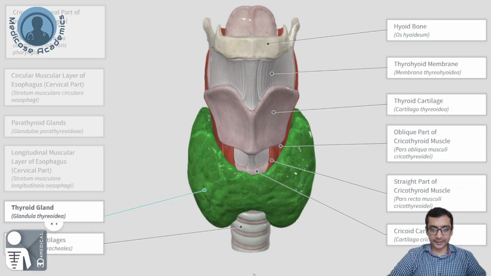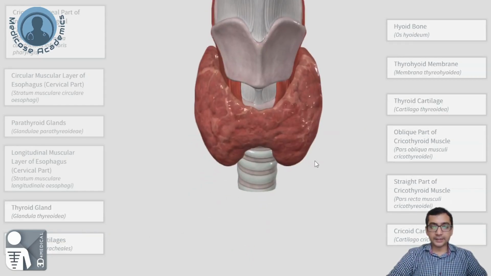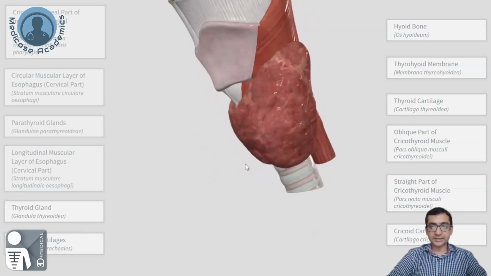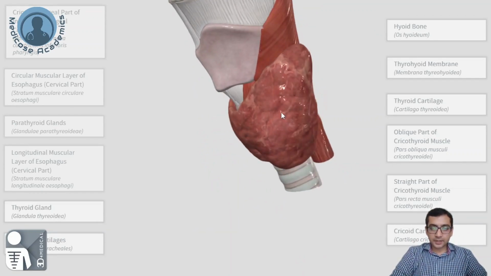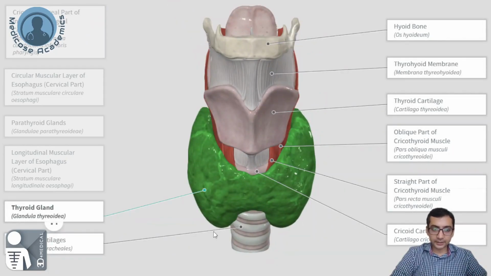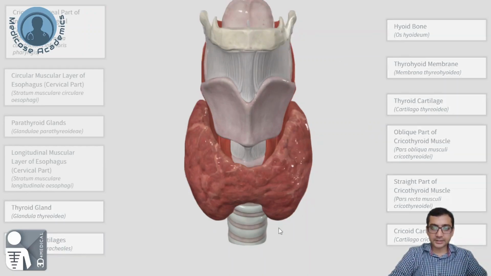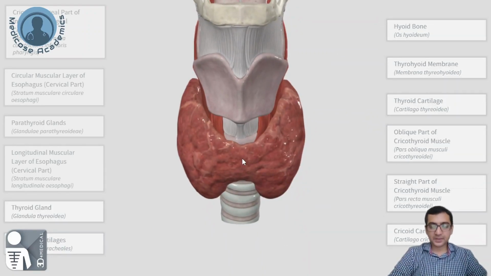so where is the thyroid gland? It is present in front of the neck, below the larynx, and it is hugging the trachea and larynx. It has two larger parts, the two lateral lobes, and the one part that is joining them in the midline. This is called the isthmus.